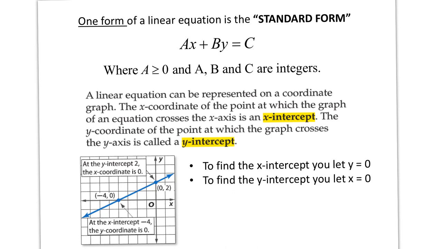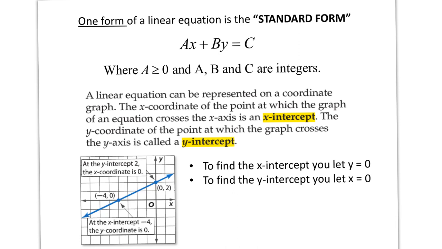So the x-intercept, one more time. When the line crosses the x-axis, you notice the blue line here touches and intersects the x-axis at this point. So this point is called the x-intercept. Now there are a couple of ways you can refer to the x-intercept.